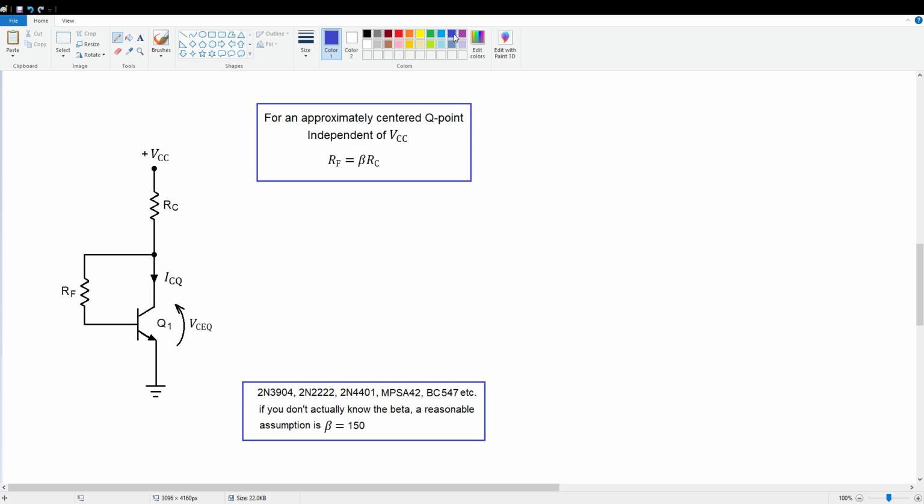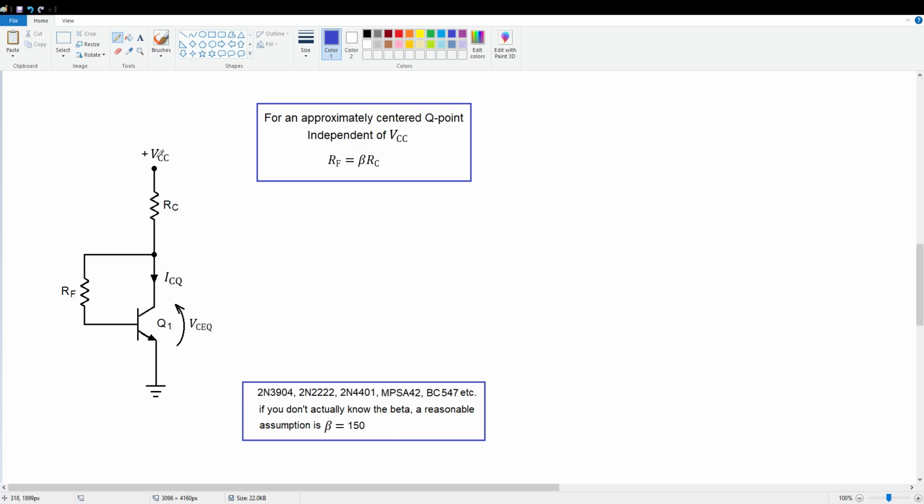But I made a little note down here. For this circuit, if you've got something like a 2N3904 or 2N2222, similar transistors, and you don't actually know the beta, a good assumption for this circuit is to assume beta is about 150. We'll use 100 most of the time, but for this circuit and these particular kinds of transistors, 150 is a pretty good guess. So let's throw some numbers in here and do a calculation.